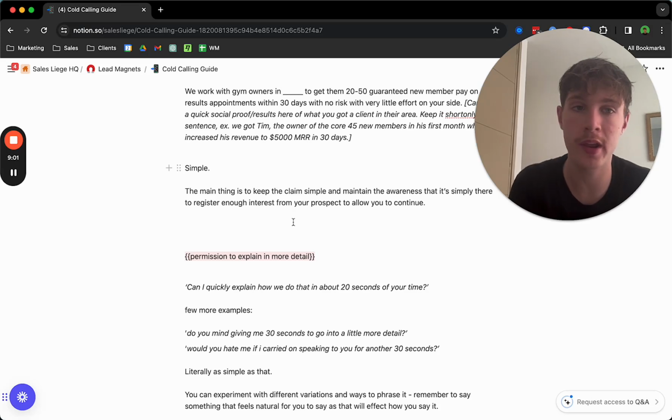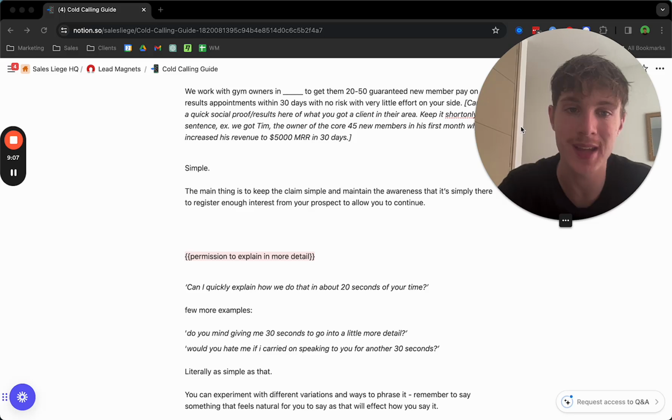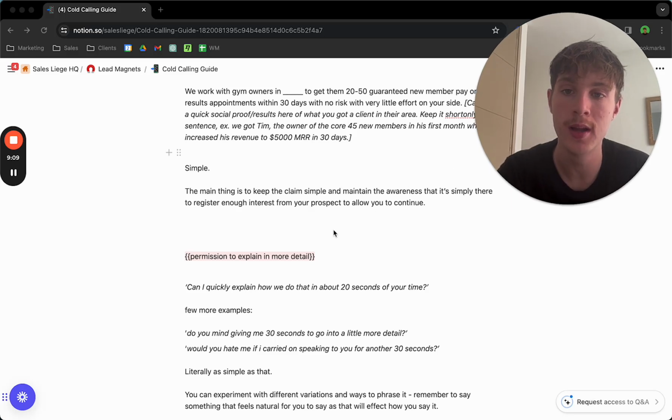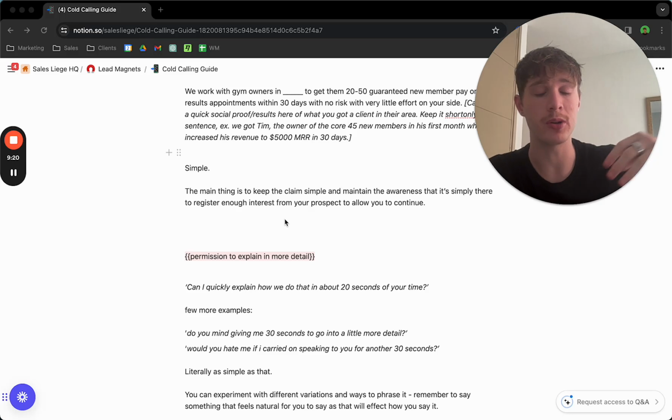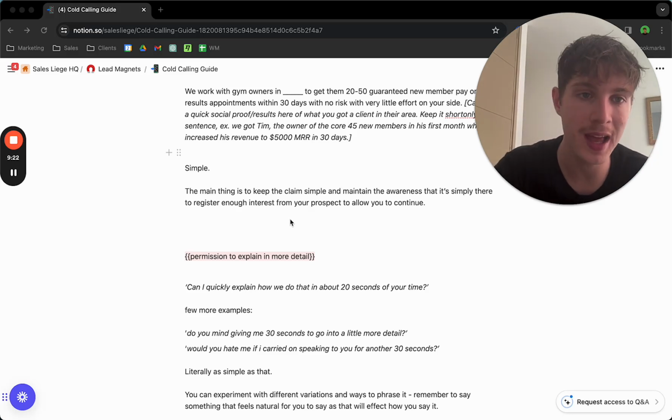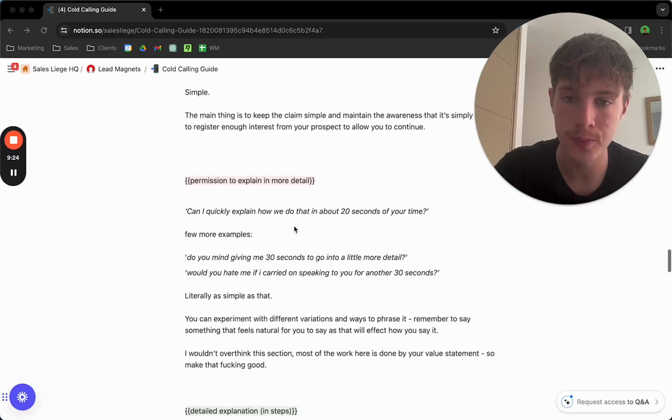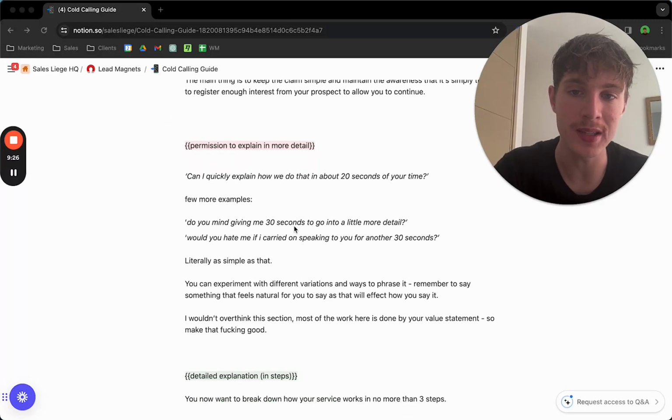The most important thing, which we're going to get onto, is testing and making sure it's comfortable for you. But following this formula is also going to get you insane results, so I don't know why you wouldn't do it. Exactly, the value statement only serves to get an initial sense of interest from the prospect, to allow you to continue. We're just getting permission to explain in more detail.